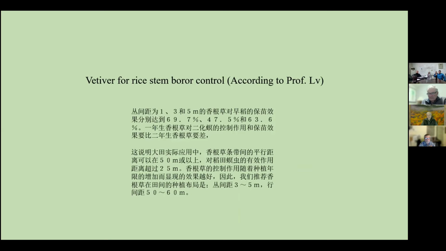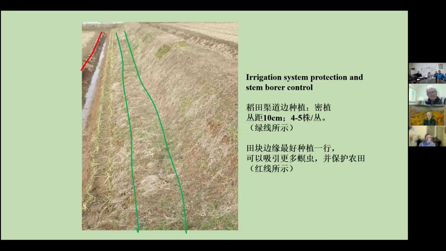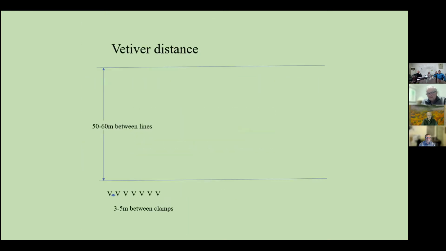How to plant the Vetiver, how much the row distance is, how long, and how much the spacing distance is. Yeah, this one is the Vetiver distance. We always set up 50 to 60 meters between the rows, and 3 to 5 meters between the clumps.